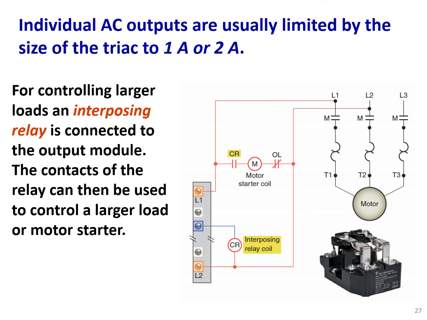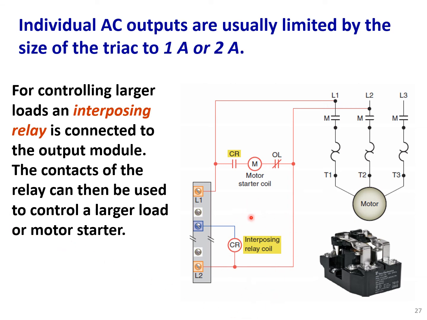Individual AC outputs are usually limited by the size of the triac to 1 ampere or 2 ampere. Okay, so that triac has some limitation, and we should have a matching between our output current and the triac current. For controlling larger loads, an interposing relay is connected to the output module. The contacts of the relay can then be used to control a larger load or motor starter.